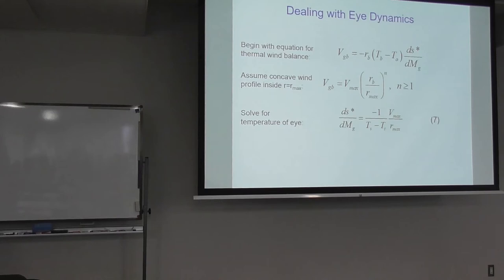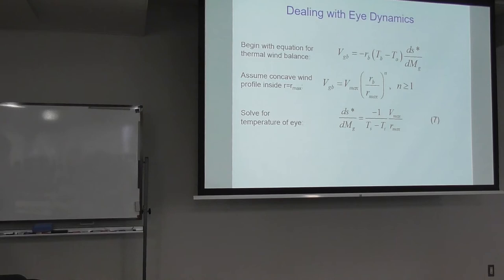So if I plug this into here and solve for this, I get a very simple result. These are both constants. So the right-hand side of this equation, the constant, just says S star is a linear function of m. It's decreasing with m in the eye.